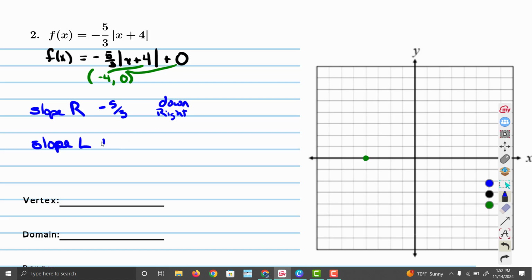My slope going left is going to be the opposite sign, so 5/3. I'm going to go left, and I'm going to also go down. Remember, these are going to have to match where they are. So I'm going to go down 5, go left 3, go down 5, go right 3. So I'm going to go ahead and graph those in.